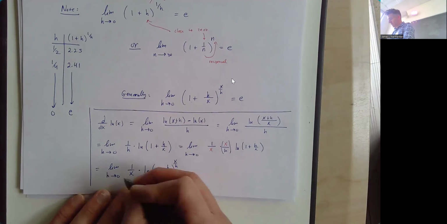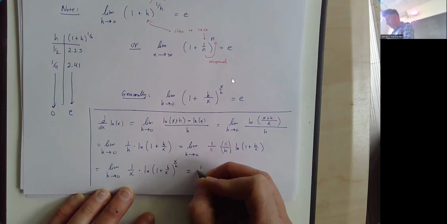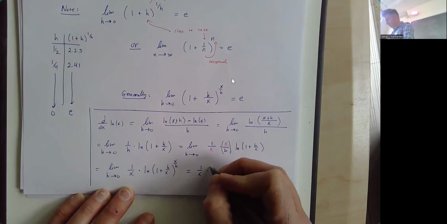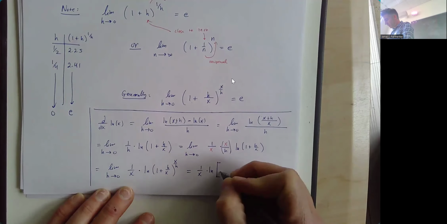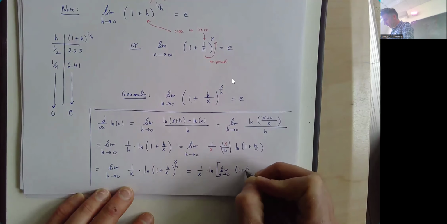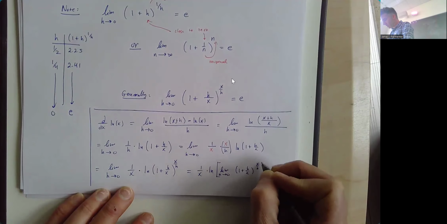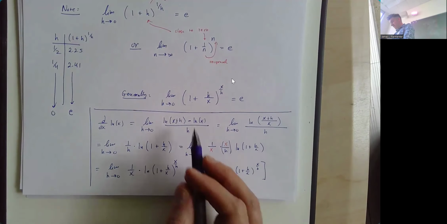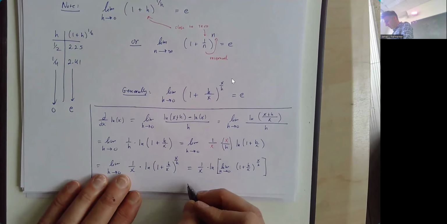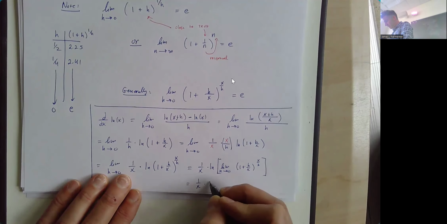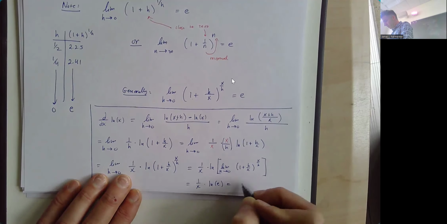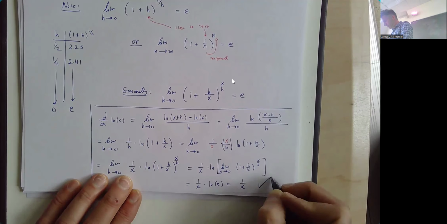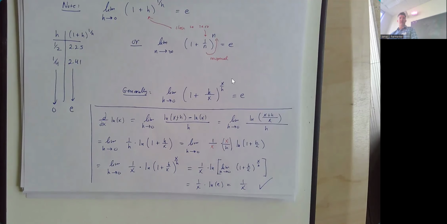And so if I bring this limit inside, I get 1 over x times the natural log of the limit as h goes to 0 of 1 plus h over x to the x over h. Well, the limit of this is e. And so we're going to end up getting 1 over x times the natural log of e, which is just 1 over x times 1. So the derivative of the natural log of x is indeed 1 over x.